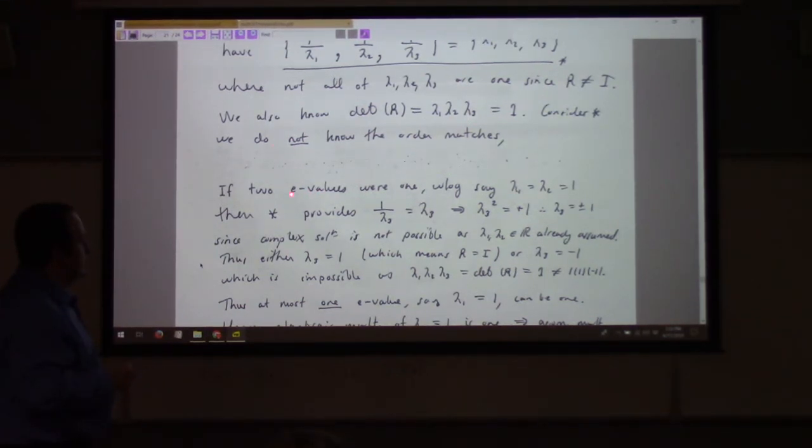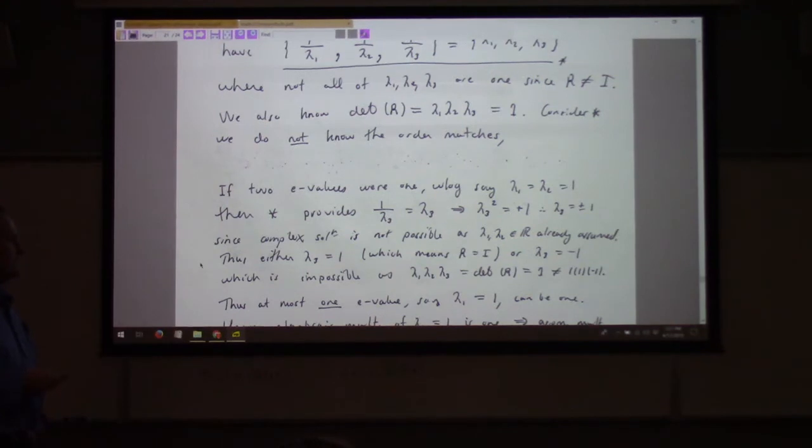All right. So I say if 2 of the eigenvalues were 1, say without loss of generality, lambda 1 and lambda 2 were 1, then that would make 1 over lambda 3 equal to lambda 3, which would say that lambda 3 is plus or minus 1. But if it's plus 1, we're back to the identity matrix, which we've ruled out. And if it's minus 1, then the determinant's not 1, because you have 1 times 1 times minus 1, which is minus 1. So we can't have 2 of the eigenvalues being 1. We already know we can't have all 3 of the eigenvalues being 1, because that's the identity matrix. So it must be that only 1 of the eigenvalues is 1.